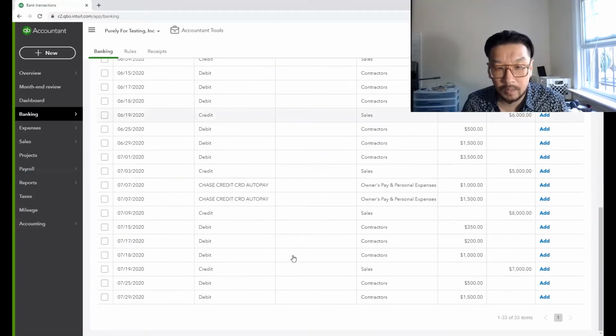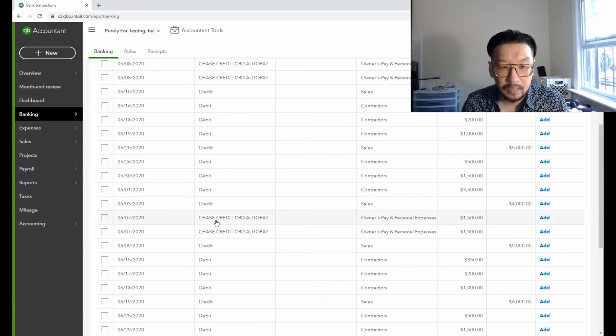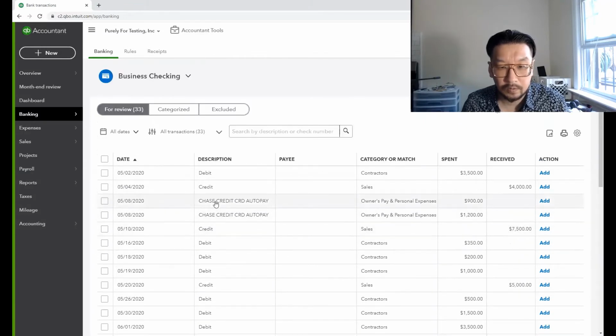Oh, look at all these goodies. Lots of vague debits and credits. Remember, this company is just purely for testing. The only transactions that I want to highlight are the Chase credit card auto pay. You can see that they're made on the same day each month. That's what this business owner likes to do.